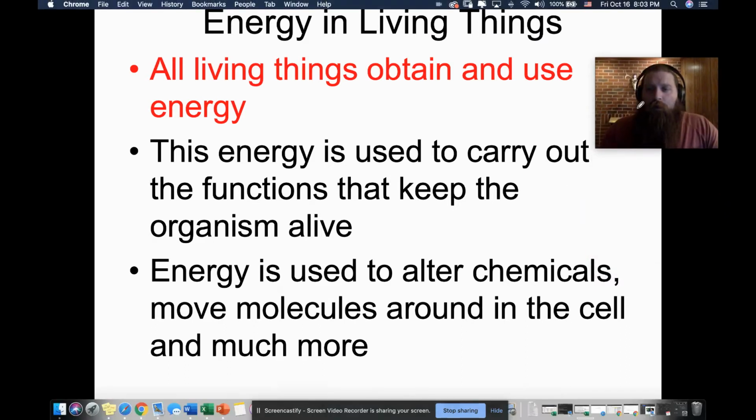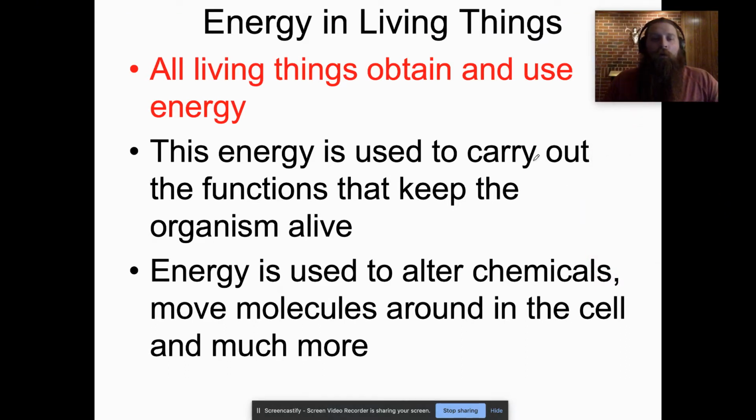Now, as a review from earlier in the year, we talked about the 7 characteristics of living things. And one of those characteristics was that all living things obtain and use energy. So why do they need energy? What's the point? Well, energy keeps you alive. It's like the currency, right? The money, the currency that the cell spends in order to carry out the chemical reactions that it needs to make the stuff that it uses day to day.